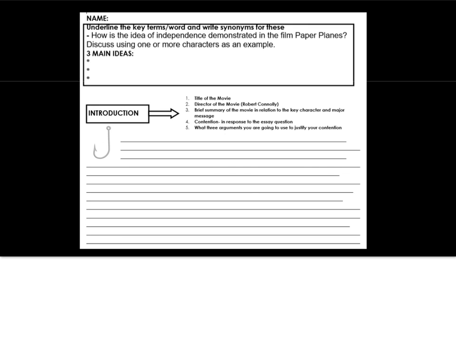First thing we need to do is to write our 3 main ideas here. Now we've already discussed the topic. It's very important that we do follow this plan here, and this will be demonstrated further in the next YouTube clip that you can watch. But your introduction must include these features: the title of the film, the director, a brief summary of the film, your contention, so your point of view, but you are not allowed to use the word I, and what 3 arguments you're going to use to justify your contention. So we start with our introduction, and you're really trying to hook in your reader.